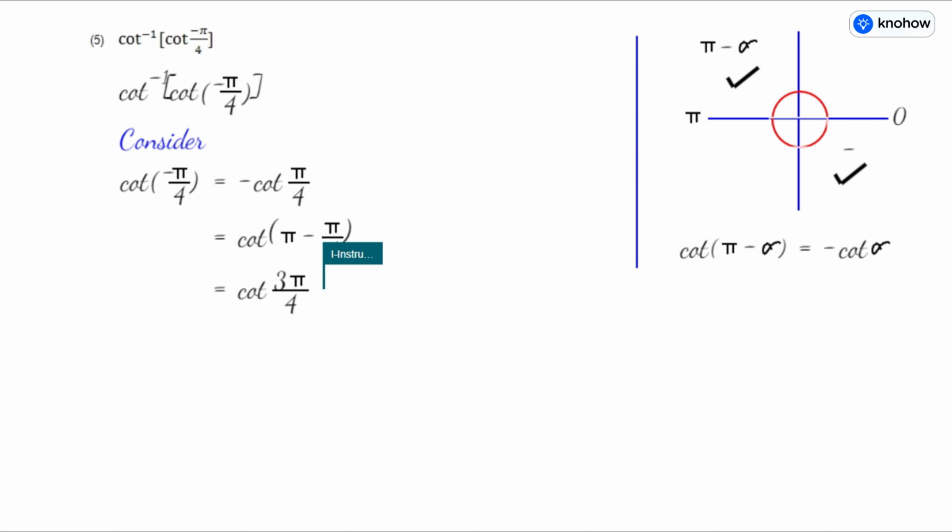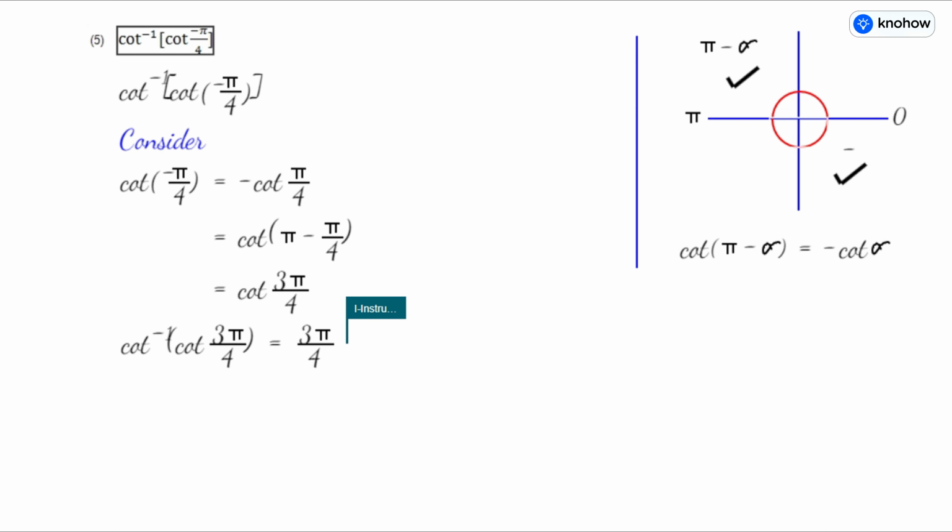And now coming back to the main question, we can write cot inverse of cot of negative pi by 4 is the same as cot of 3 pi by 4, where 3 pi by 4 lies in the principal value branch. So using the property that cot inverse of cot theta is theta, we get the answer 3 pi by 4.